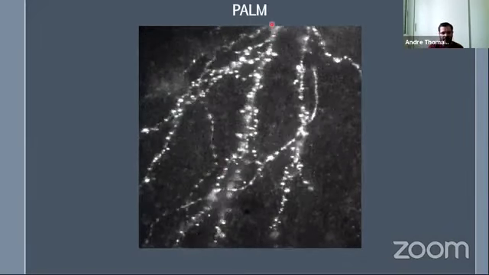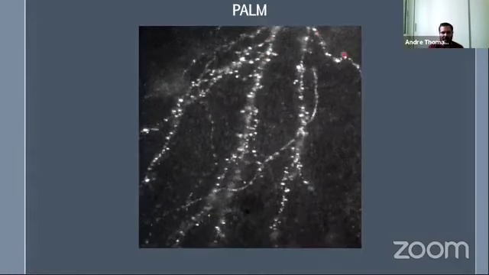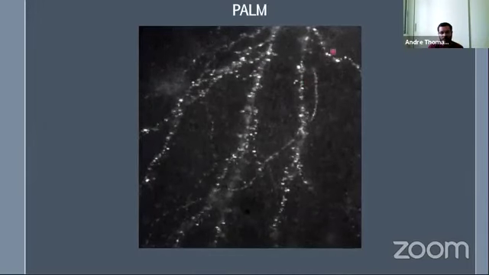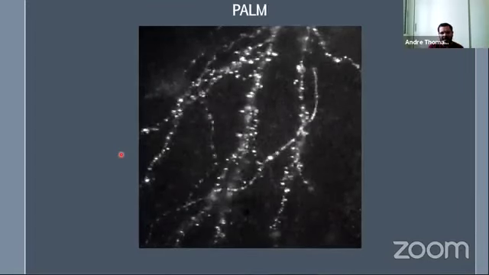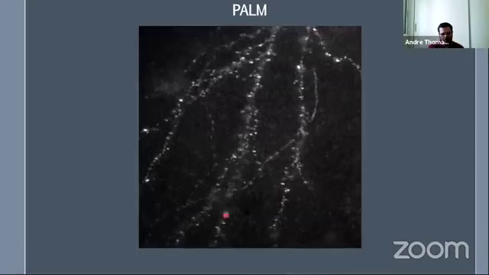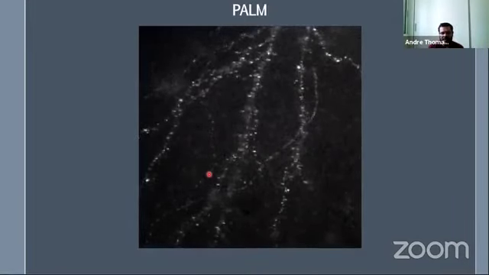So these are dendrites of a neuron. The bright spots here are a postsynaptic protein, HOMER1, transfected with a photoactivatable fluorescent protein, and each time I shoot a pulse of UV light, you see the fluorescence. I'm acquiring the fluorescence and calculating its center to find the position of each molecule. A good image needs about 1,000, 2,000, or 3,000 frames, depending on what resolution you want to achieve.